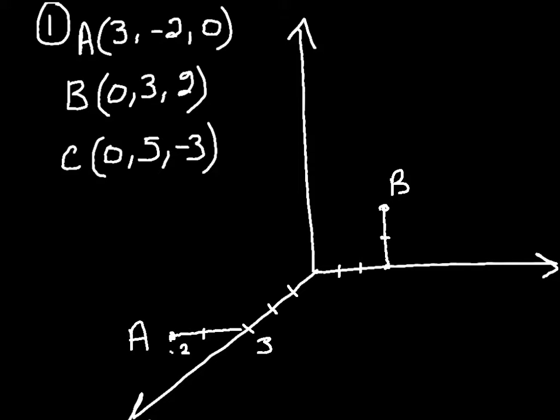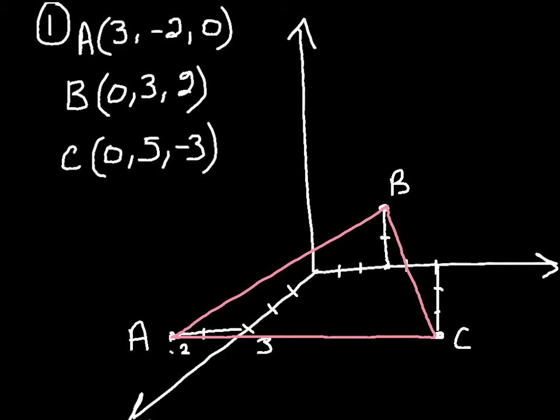Finally, for point C, we do not go to the front. We go to the right 5, that's 4, that's 5. And then we're going to go down 3, 1, 2, 3. This is the point C. If you connect those 3 points, you're going to form a triangle. That will be the triangle we're going to work more with on parts B and C.